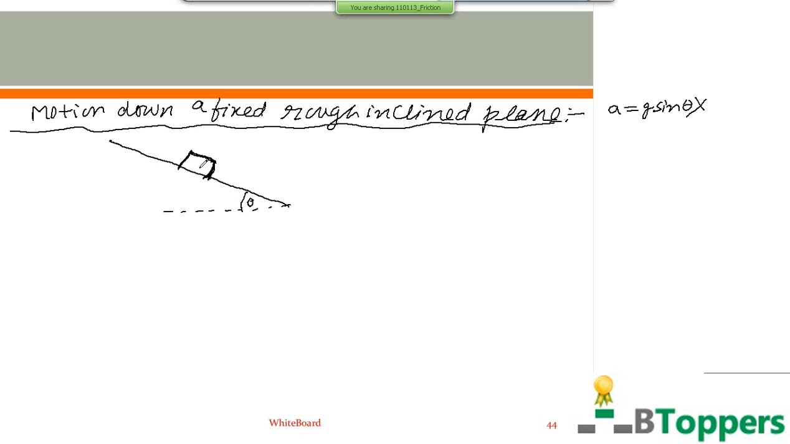Let us first consider a situation when the block is at rest on the inclined plane. So three forces act on the block here. First one is its weight mg, which acts vertically downwards.